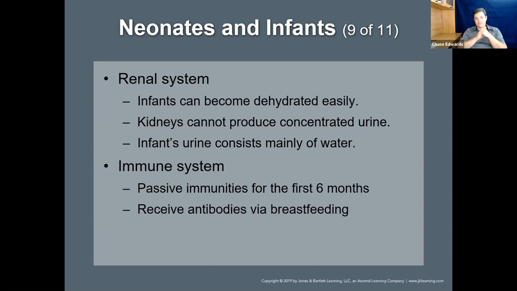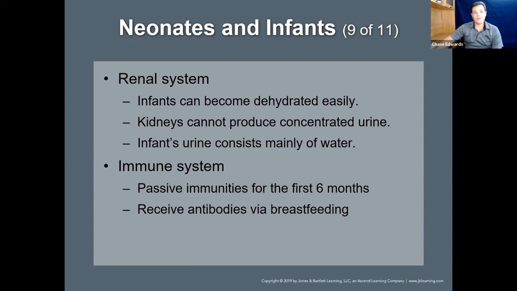All right, up next, the renal system. Infants can become dehydrated easily because their kidneys usually can't produce concentrated urine. Infants' urine consists of mainly water, which can cause the development of electrolyte imbalances. That's why most of the time in infants, we don't feed them a lot of water, because if you feed them a lot of water, it can make that electrolyte imbalance even worse. We mostly stick with the milk or the formula or what have you, but we try to stay away from giving them too much water.